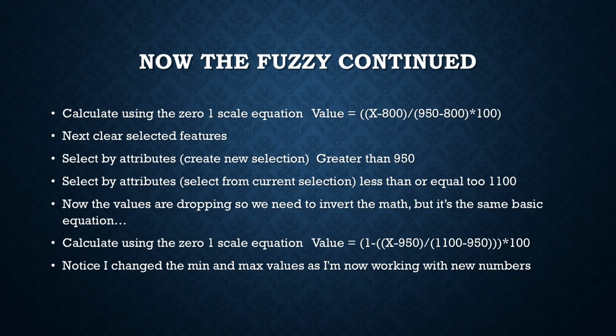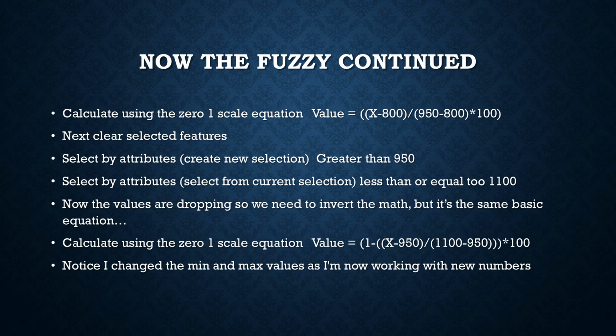Alright, so how does all that work? Calculating using the 0 to 1 equation. Pretty straightforward. Clear your selected features, do all the stuff. These are the steps that I just covered. Greater than 950, up to 1100, and so on. And you can work through the equations and it'll all work.